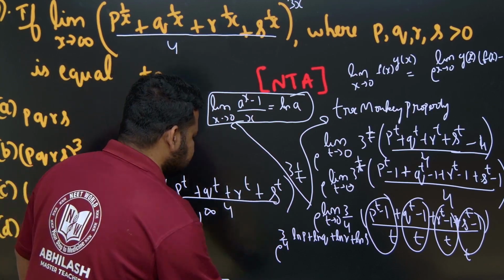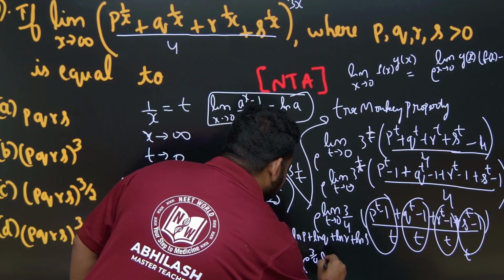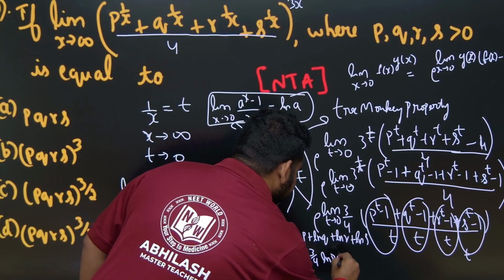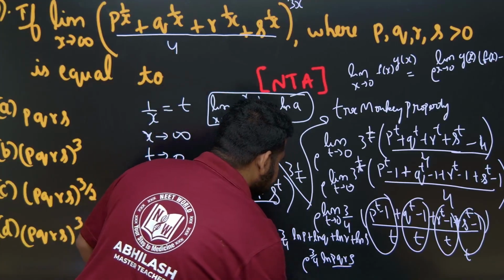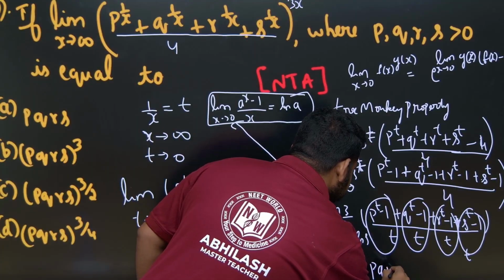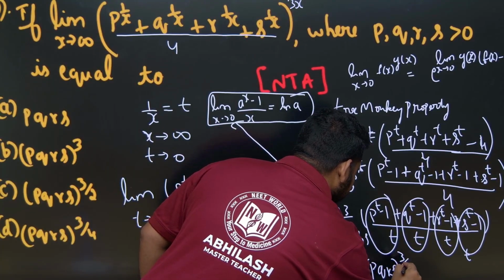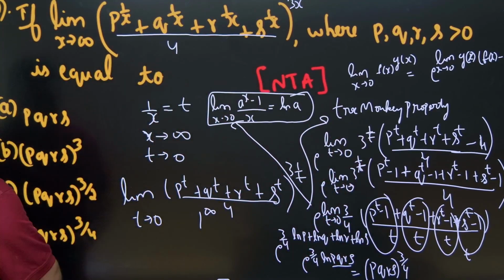So this will become what, friends? E power 3 by 4 into ln of pqrs. This 3 by 4 is there, here pqrs is there. So this will become equal to pqrs to the power of 3 by 4, which is nothing but option D.